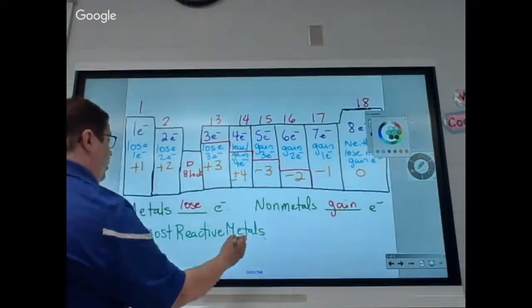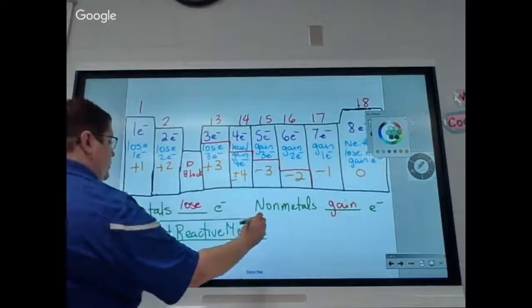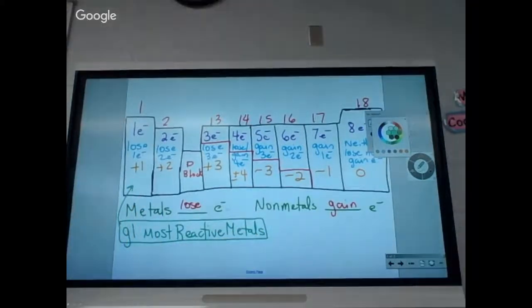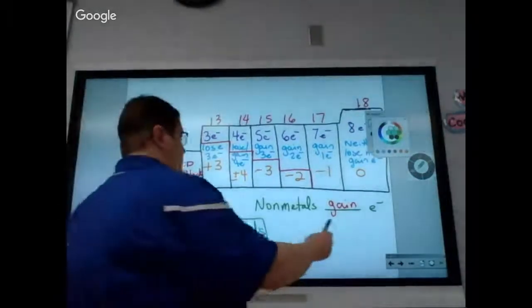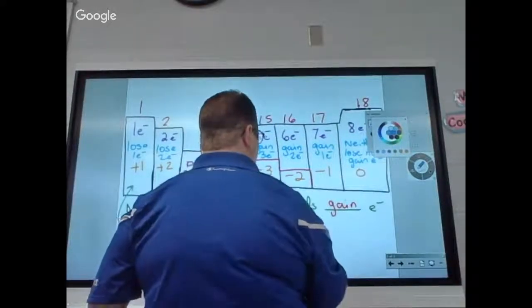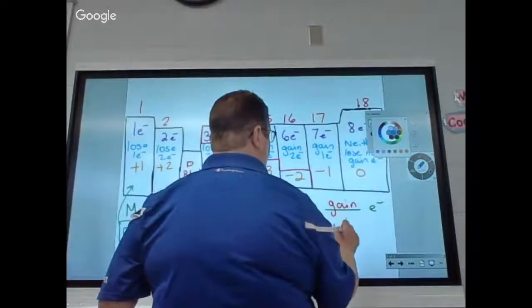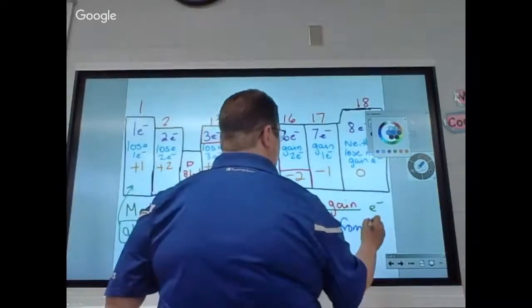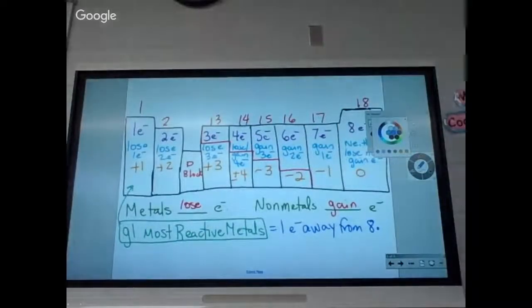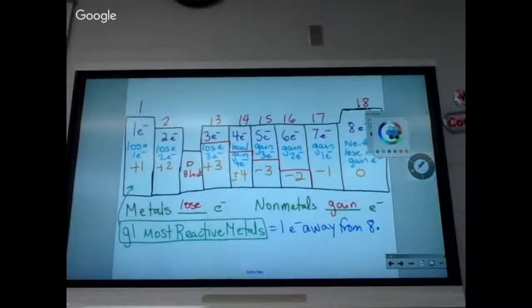Okay, group 1 are the most reactive metals. Okay, right there. Now, what'd you say? I couldn't hear you, Tomas. What'd you say? Because it's easier to lose one. Exactly. It is the most reactive because it is 1 electron away from 8. It only has to lose that one electron, and it will have that magic number of 8. Okay? It just has to give that 1 electron away.